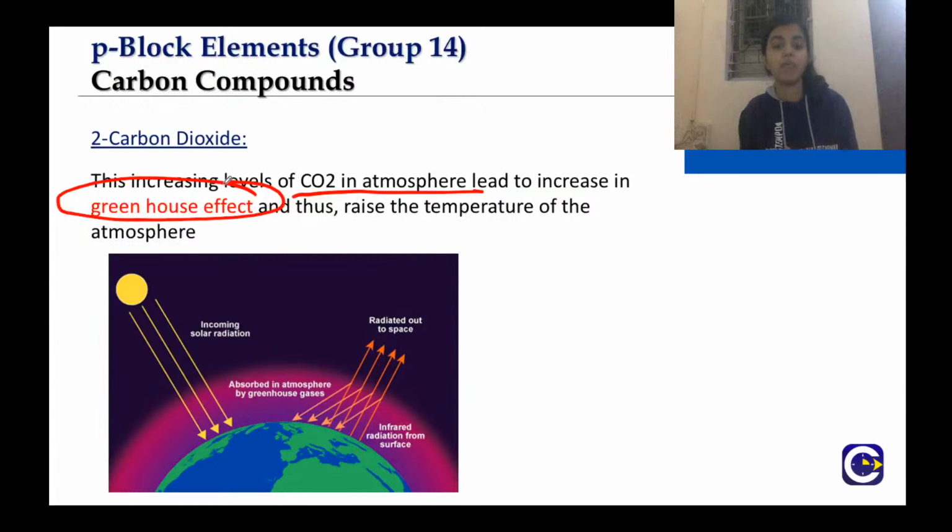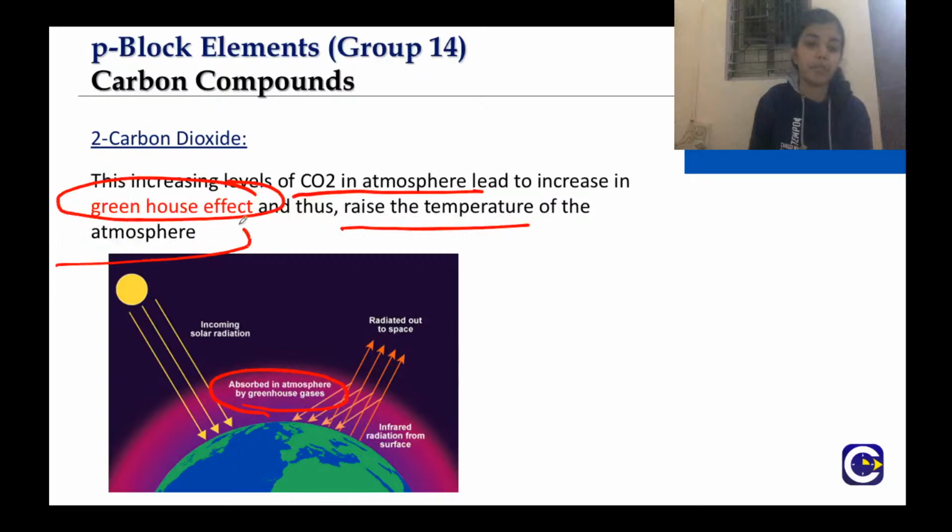Radiations which are given out by the sun, right? These incoming solar radiations are absorbed in the atmosphere by greenhouse gases, and this eventually leads to what? A rise in the temperature of the atmosphere, right? So the floods which are taking place, or the heavy rains without the season, without the monsoon, we are having rains on earth at some part of the earth. This is all because of the greenhouse effect.